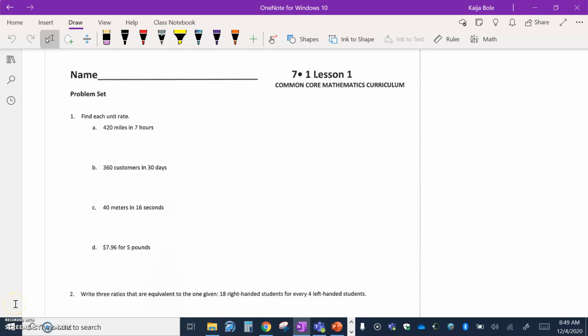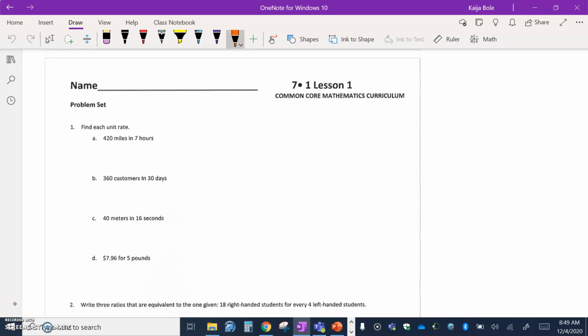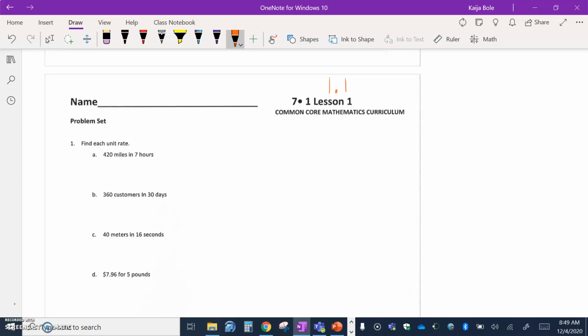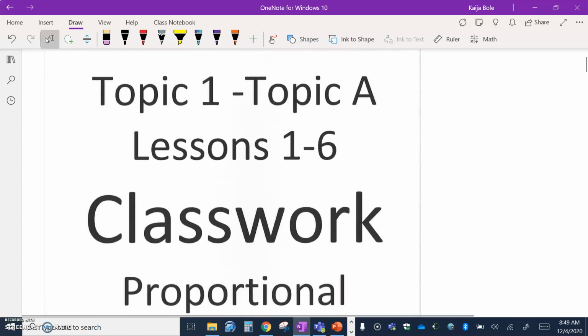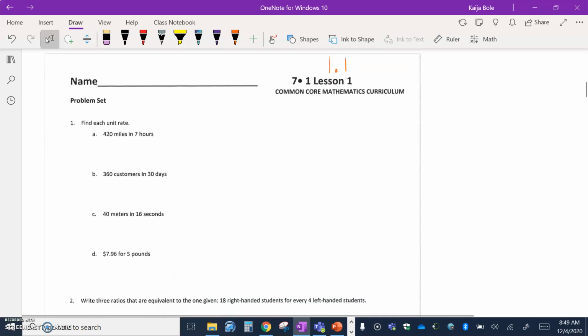Alrighty, here we are on the classwork for 1.1. So you should be in your new classwork packet. Make sure it says Unit 1, Topic A at the top, looks like this. And the goal for today is to get through numbers 1 through 7.